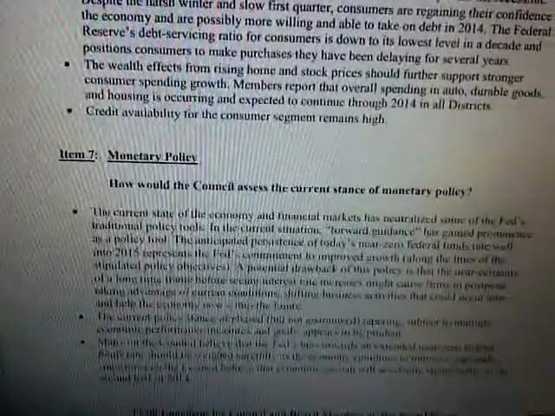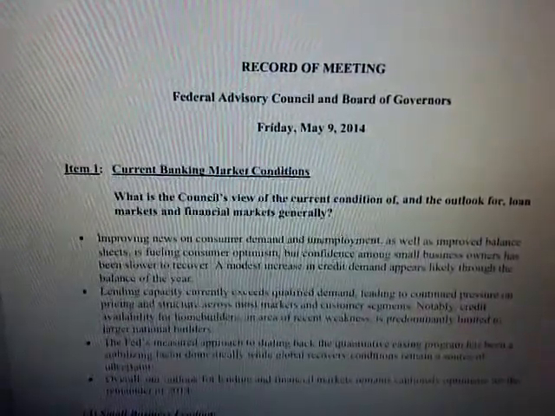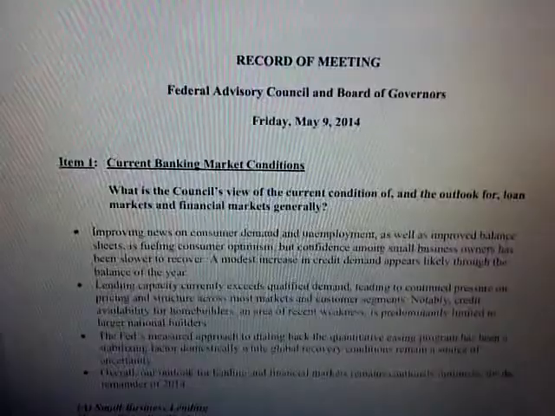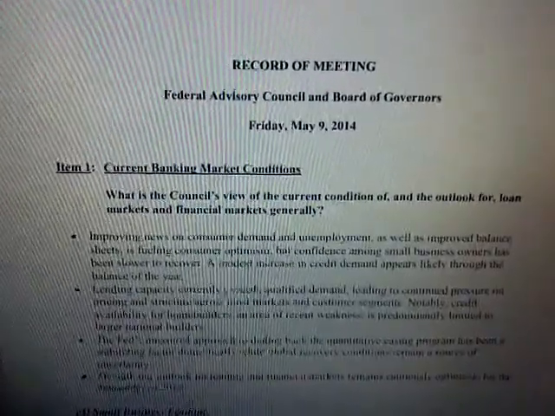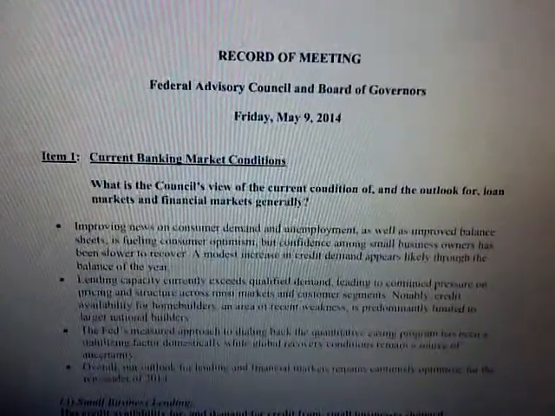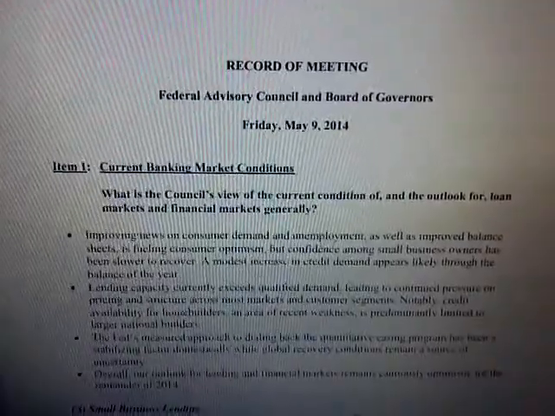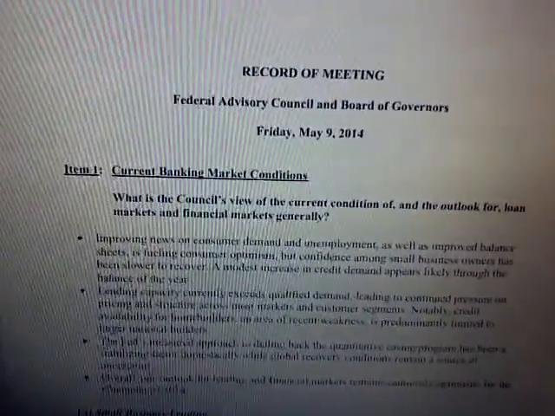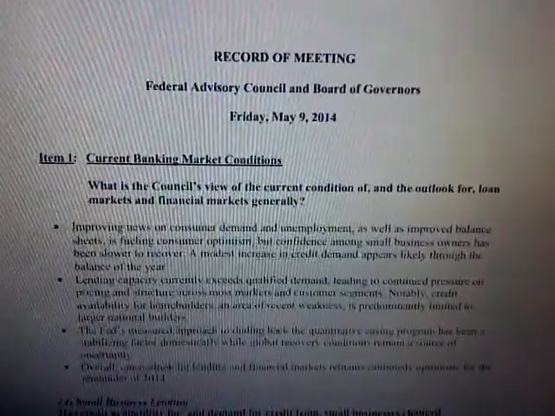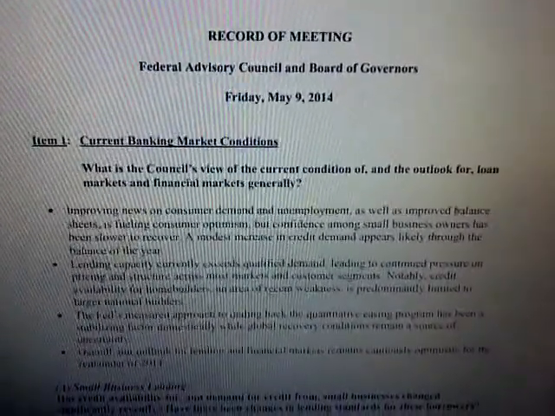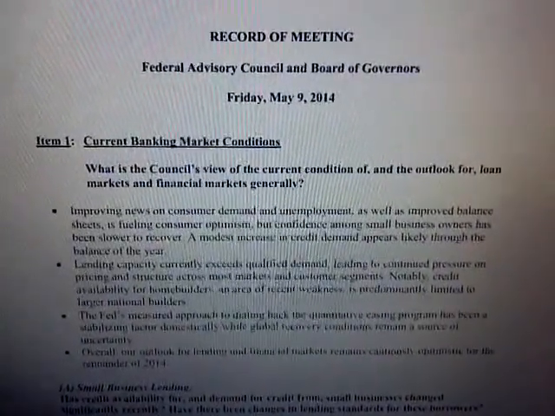So there you go. Anyways, let's go up to the top. There you go. The board meeting. Federal Advisory Council and Board of Governors. Take time to read this and get a better insight into what they're thinking and how they're approaching things, because I really believe the only reason they say they care about you, they care about the economy, is because they know if it collapses, they're out. So they've got to keep it going at all cost. They're keeping this operation going at all cost, which basically means at your expense.